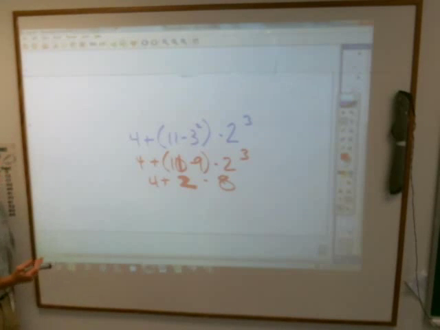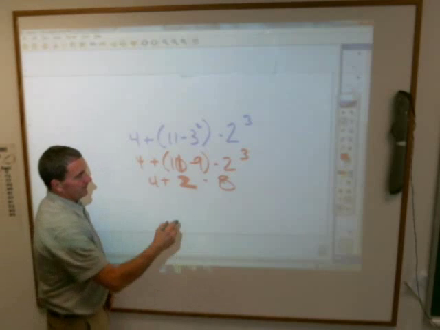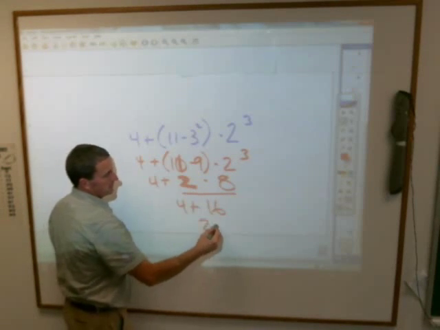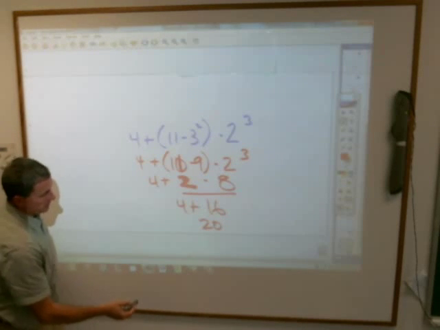And here again is where a lot of people would make mistakes. They'd go, oh, 4 plus 2 is 6, 6 times 8 is 48. Can't do that. Have to do multiplication first. 2 times 8 is 16. 4 plus 16 is 20. Yes, yes, and more yeses.